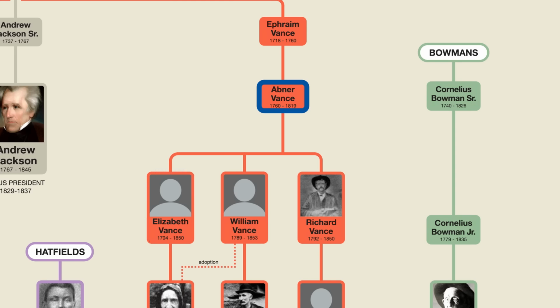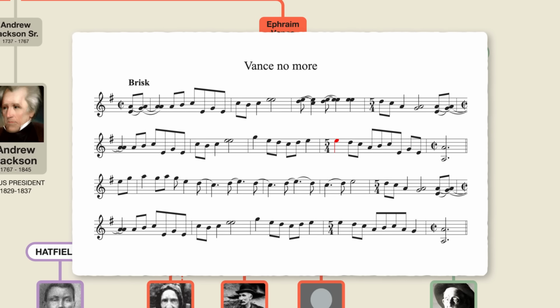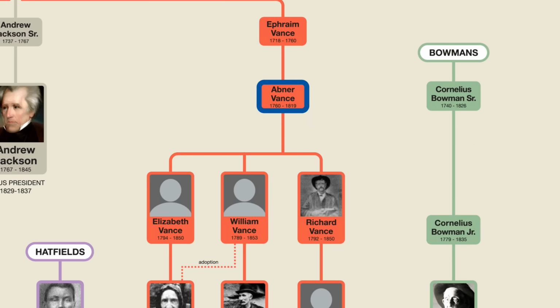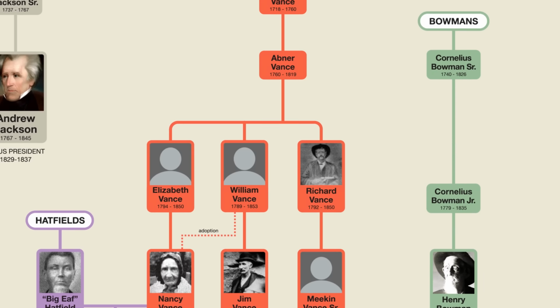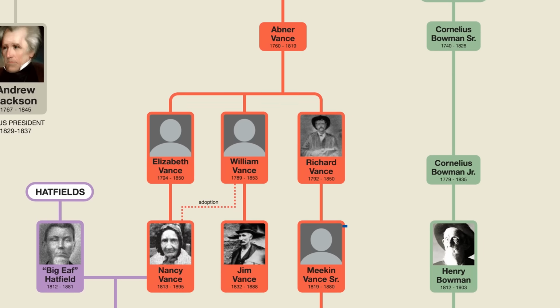This is important because Abner, who was angry about the relationship, ended up shooting and killing Dr. Horton. As punishment for the murder, Abner was sentenced to hang, and while waiting for his execution, he wrote a song called Vance No More, which became a famous Appalachian folk tune. Abner actually ended up being pardoned by the governor, but the sheriff received the news too late, after he had already been hanged. Now, JD Vance descends from a grandson of Abner Vance named Meakin.